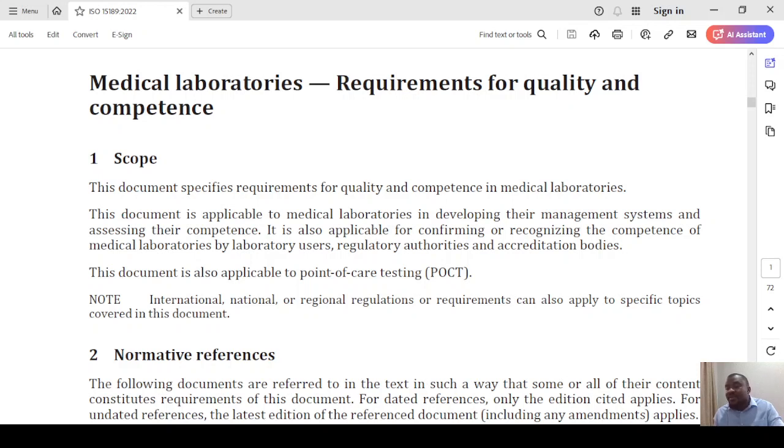So accreditation standards have both quality and competence requirements. Certification standards have only quality requirements. Is that clear for everybody? Yes, it is.